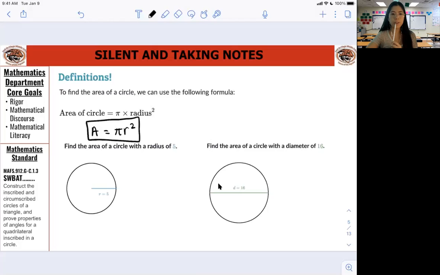I'm just going through that first problem. What would be the area of a circle whose radius is 5?